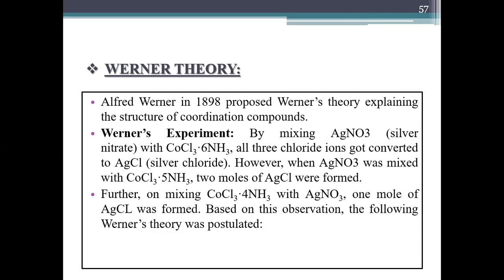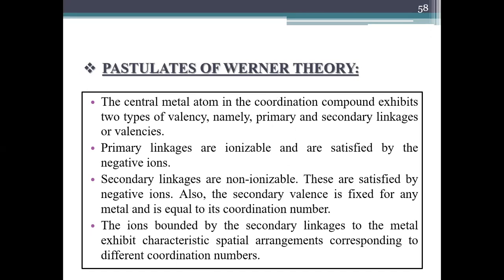In Werner's experiment, by mixing silver nitrate with the cobalt complex, all three chloride ions got converted to silver chloride. However, when silver nitrate was mixed with cobalt chloride and nitrate, 2 moles of silver chloride were formed. Further on mixing, 1 mole of silver chloride was formed. Based on the observation, the following Werner theory was postulated.